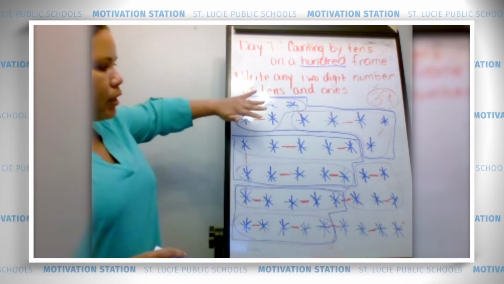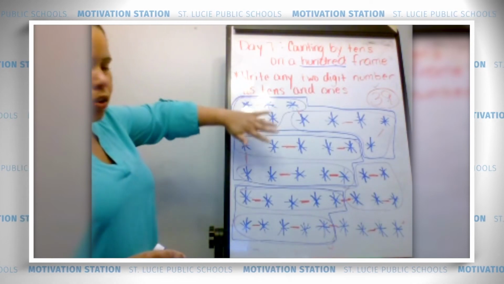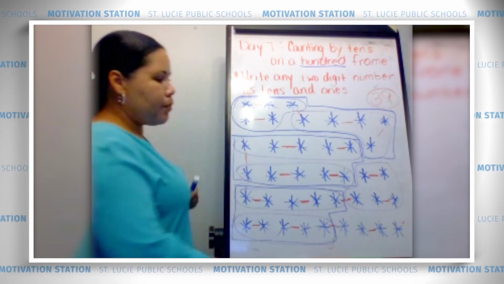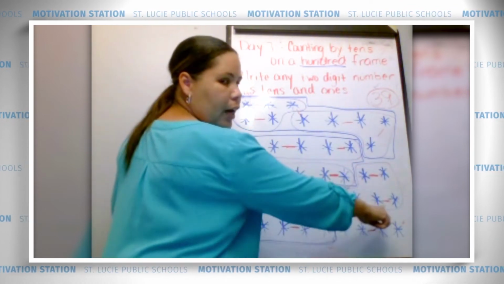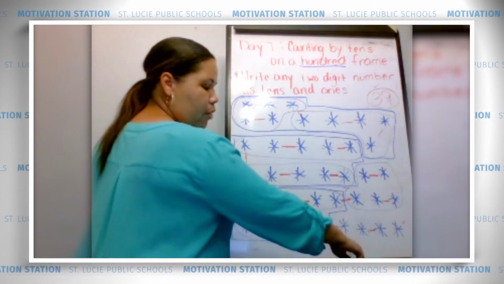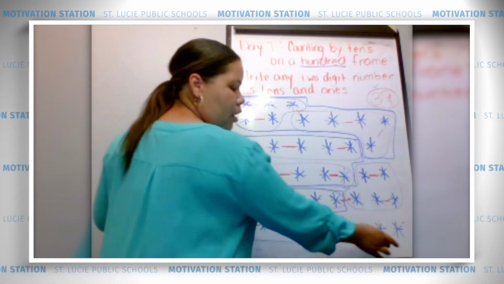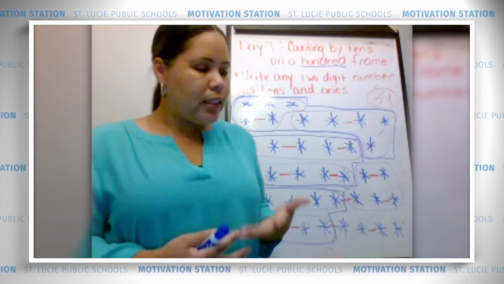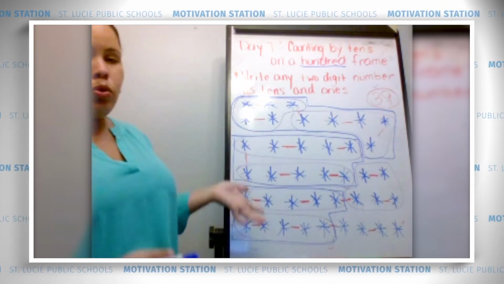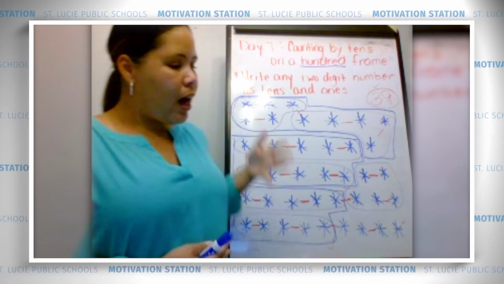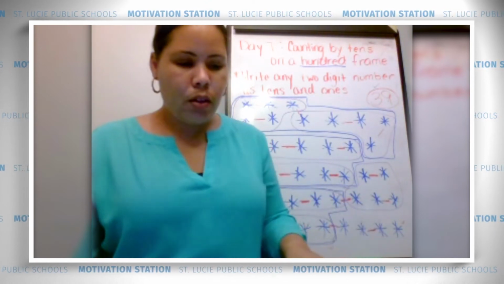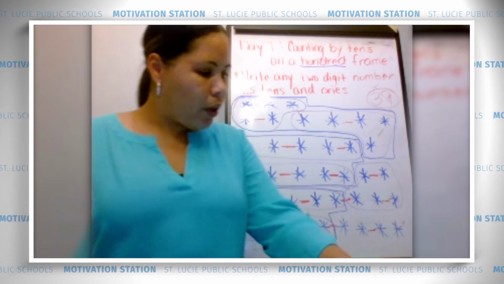So let's count these 10s. 10, 20, 30. I had 3 10s. I know this is 5, so 35, 36, 37, 38, 39. So you see, it doesn't matter if I count by 2s, 5s, or 10s, I still get the same answer, 39.